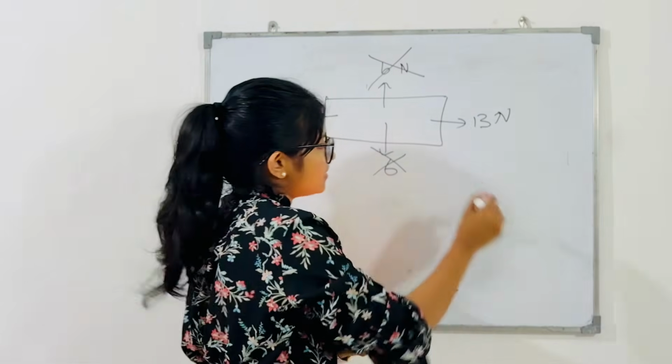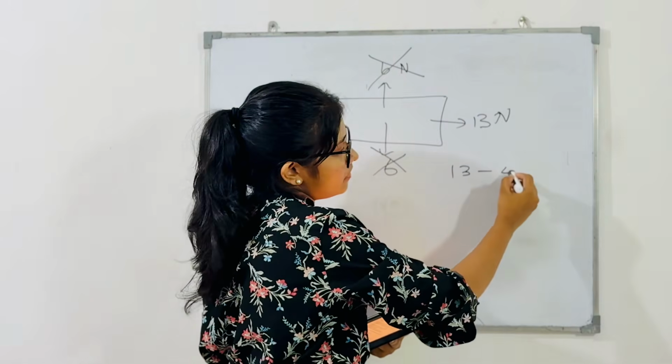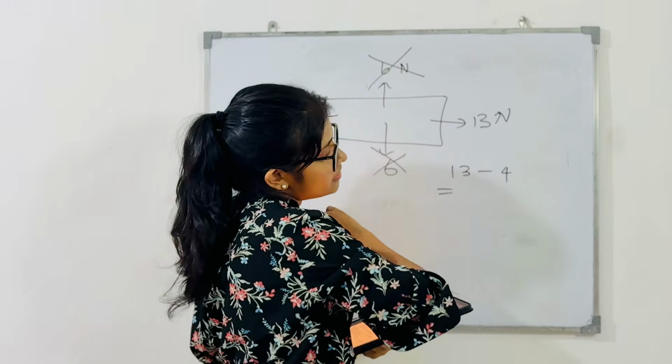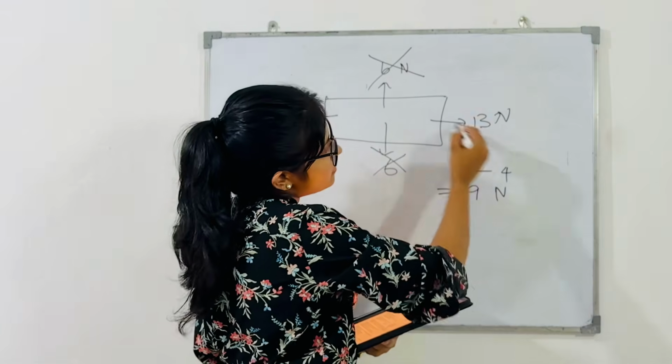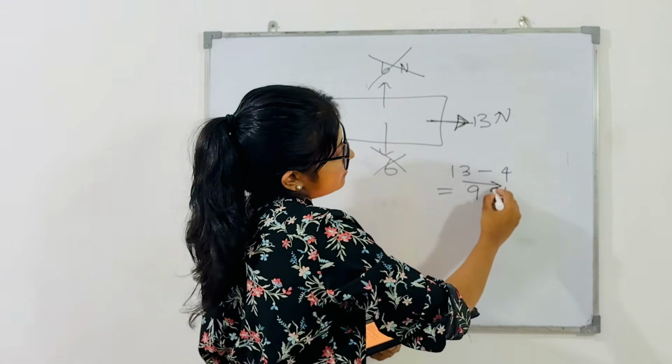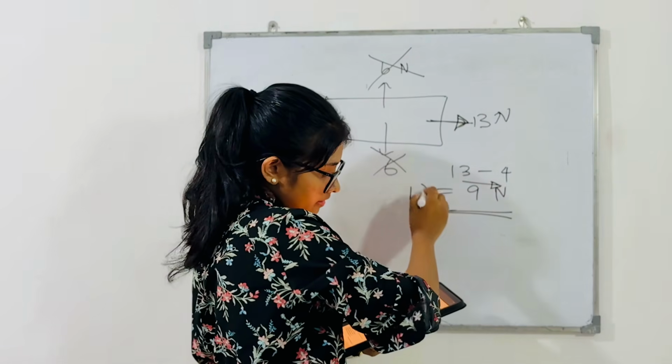Okay, so what is the result then? It's very easy. 13 minus 4, it's 9, right? 9 newtons to this direction. The answer is the first one.